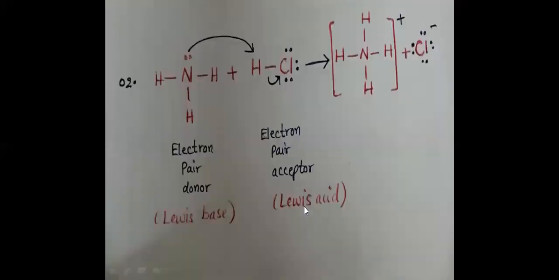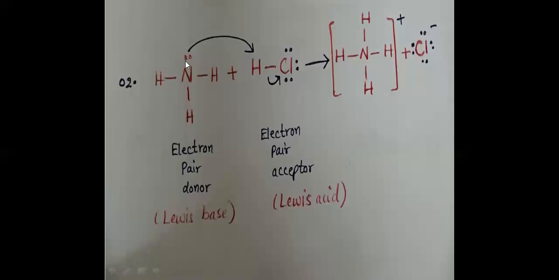Another example is the reaction of ammonia with hydrochloric acid. In this case, the same thing will happen. Due to high electronegativity, chlorine will pull electrons from hydrogen and make hydrogen electron deficient. Then hydrogen will accept electrons from the nitrogen of ammonia, because you know that on nitrogen one lone pair of electrons is present. That lone pair will be donated to the hydrogen of the hydrochloric acid, and in turn will form a coordinate covalent bond.